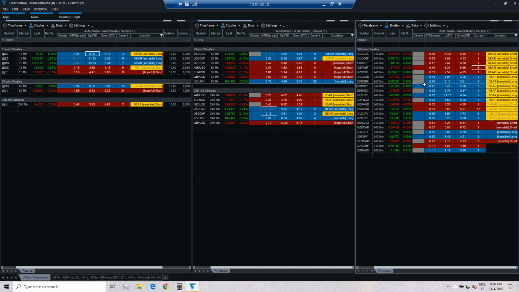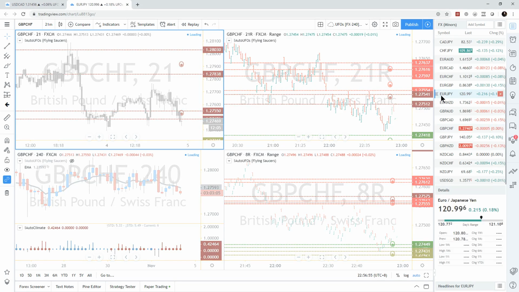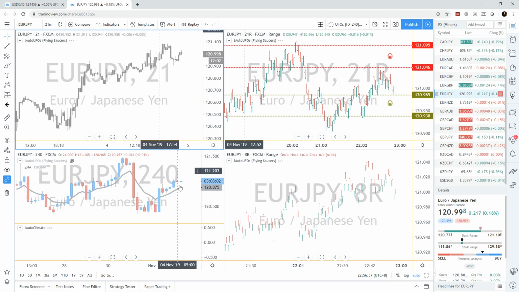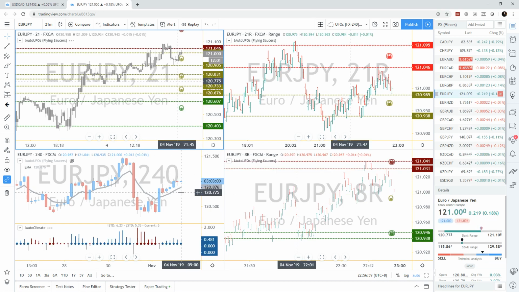What else do we have? The Euro Yen. Euro Yen, sensible long, 6 out of 8. So let's check the Euro Yen. The Euro Yen has an average of 120.87, where we do have a UFO at 83.